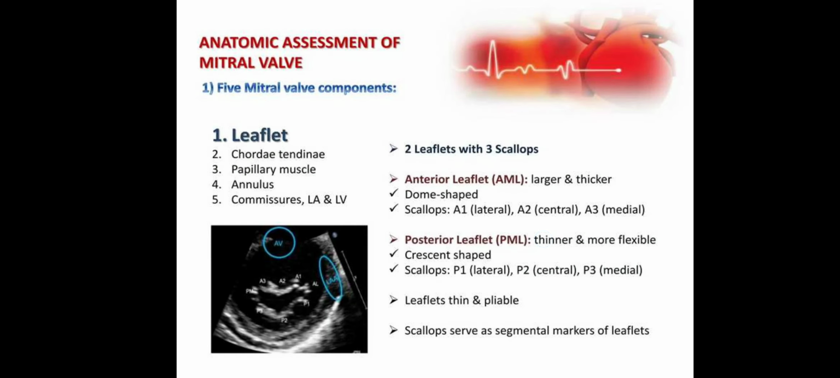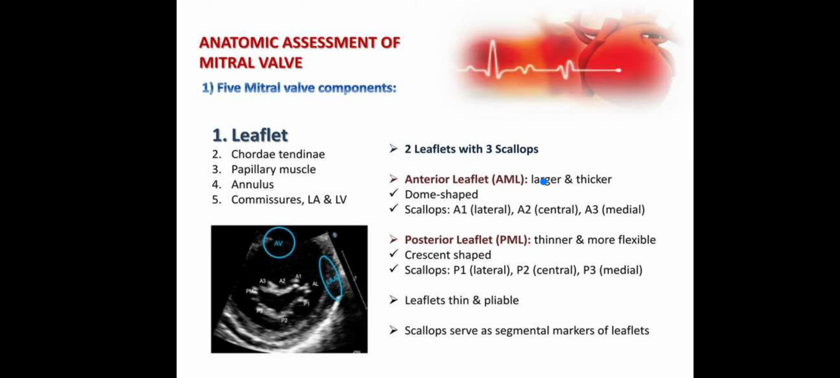One is anatomic assessment of the mitral valve. There are 5 mitral valve components. One is leaflet, second is chordae tendineae, then papillary muscle, fourth is annulus, and fifth is commissures, LA and LV. There are 2 leaflets with 3 scallops. Anterior mitral leaflet, which is larger and thicker and is dome shaped.